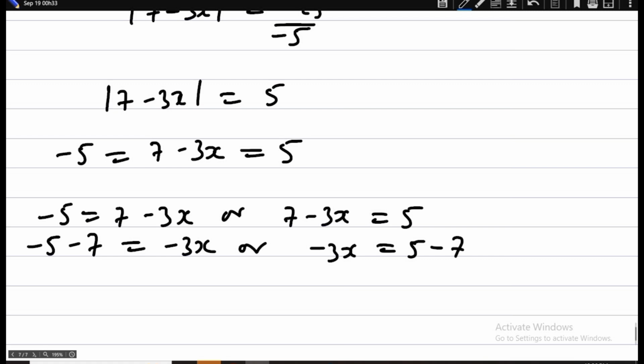to minus 2. Okay, so we now have that here x is equal to minus 12 divided by minus 3, which will give us 4, or we have that x is equal to minus 2 over minus 3, which will give us 2 over 3.